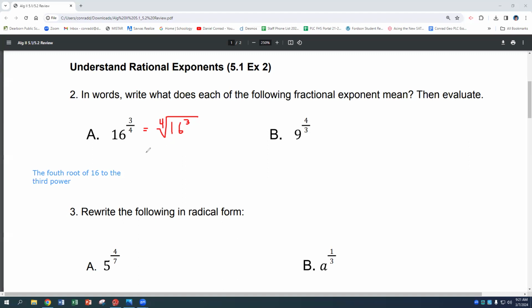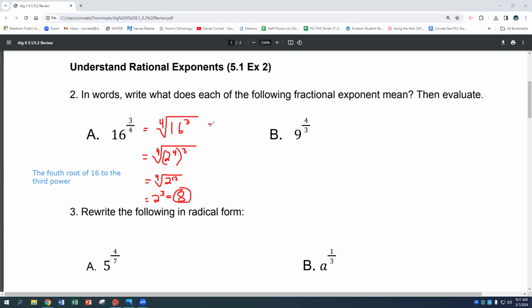If we evaluate it, I can change 16 into 2 to the fourth, which gives me the fourth root of 2 to the 12th. 4 times 3 is 12. 4 goes into 12 3 times, so this becomes 2 to the third, which is 8.